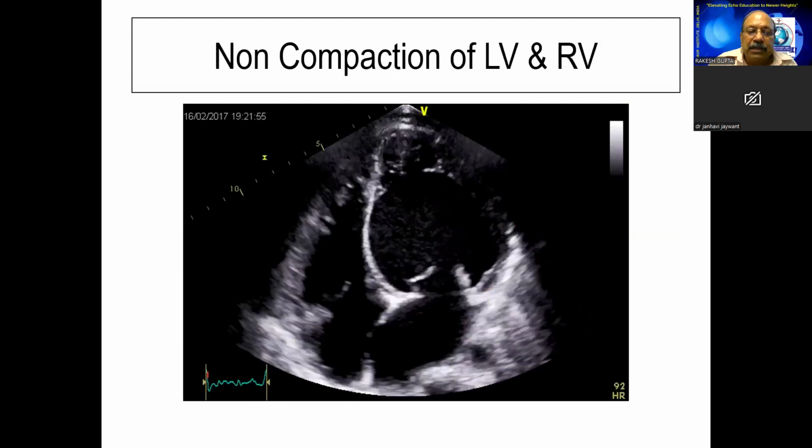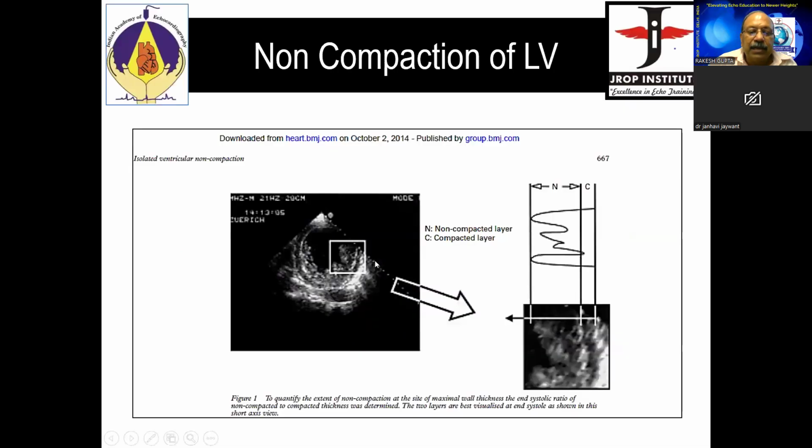Look, this is the apex, bases are spared. And this is the short axis view. We look at a compacted versus non-compacted segment. Compacted means this is all compacted segment. But once you look at this segment, which is extending to this point, this is known as non-compacted segment.